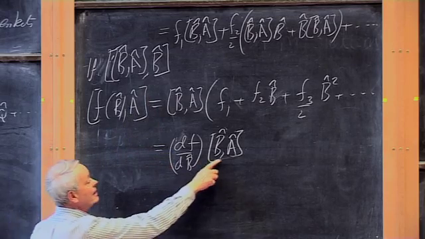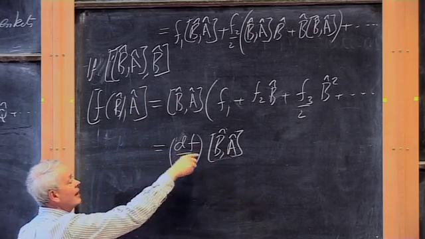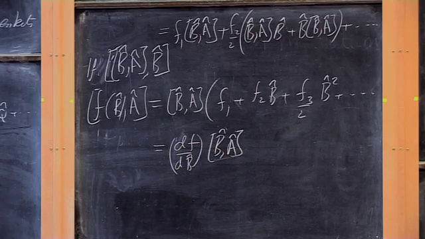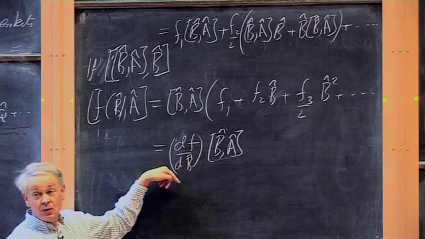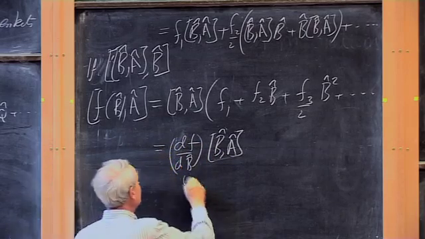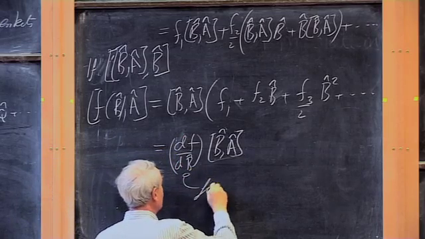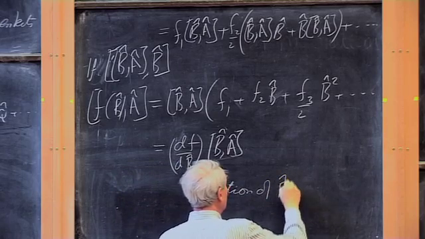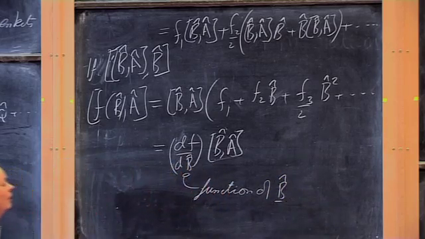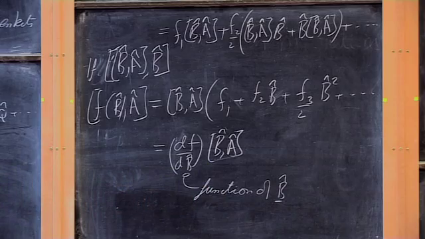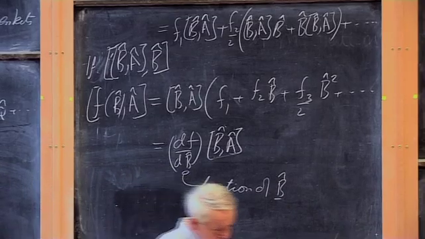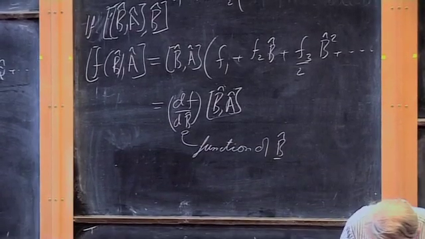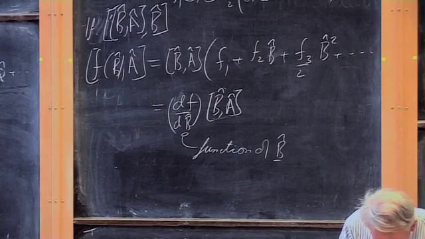And if this thing commutes with B, it commutes with every function of B. In particular, it commutes with df by dB, which is a function of B. So it doesn't matter which order I put this in. So this is a function, which means it has the same eigenkets. So that's a result we're going to want.